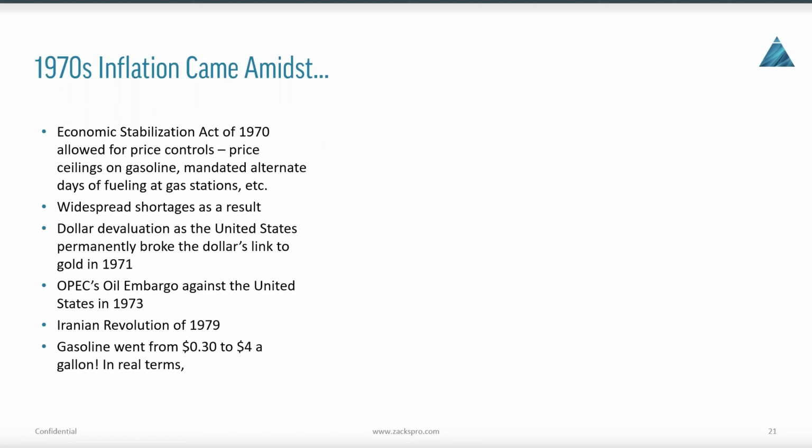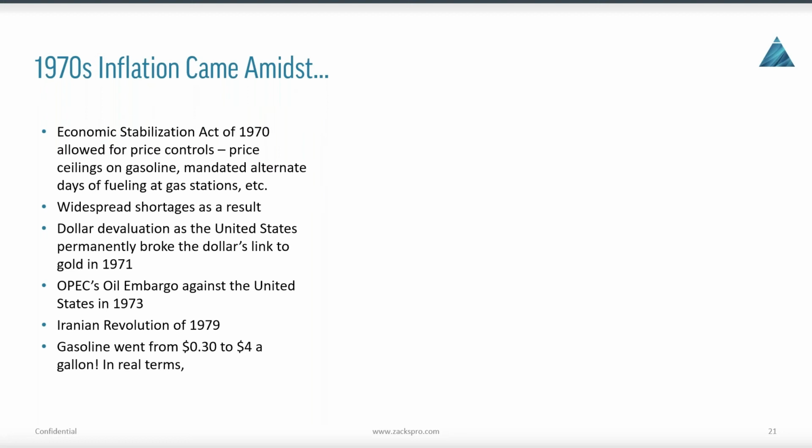There was also, if anyone lived through that period, mandated alternate days of fueling at gas stations. They had a policy back then where if your license plate ended on an even number, you could only refuel at a gas station on certain days, and if it ended on an odd number, those were different days that you were allowed to go to the gas station. This is a photograph from that time period, but there were widespread shortages as a result of both of these policies: rampant price controls as well as these really crazy periods of regulatory policy.